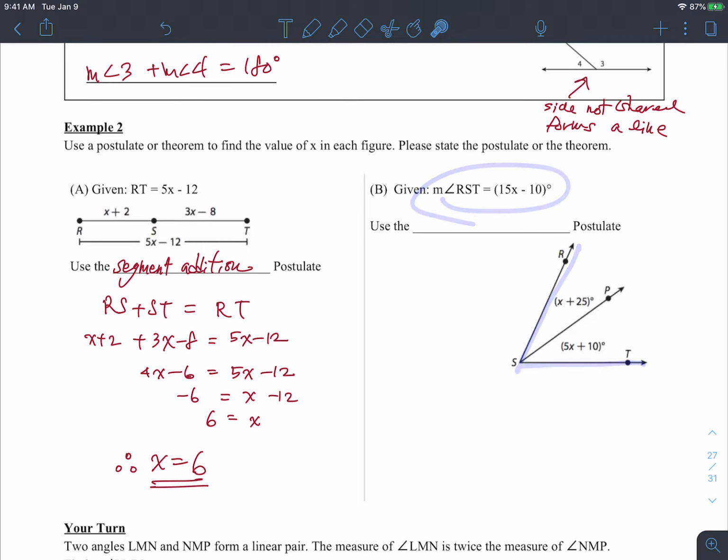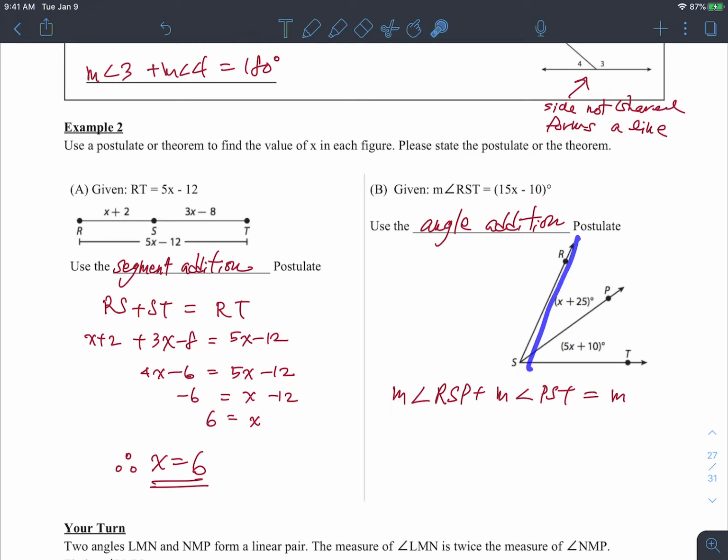RST is 15x minus 10, but two angles that make that up is what? We have two different expressions for that. So it's very similar to what we just did, except instead of being a segment, it's an angle. So it's called the angle addition postulate. So what we have here is that the measure of angle RSP plus the measure of angle PST is equal to the measure of the angle, this big one right here, guys, right?